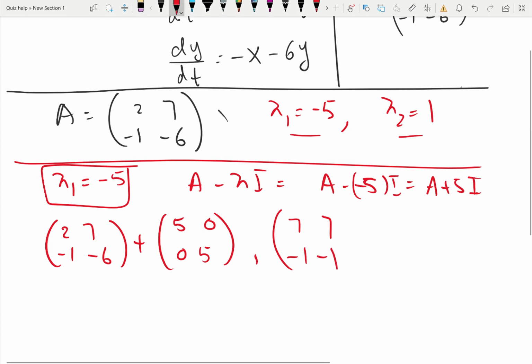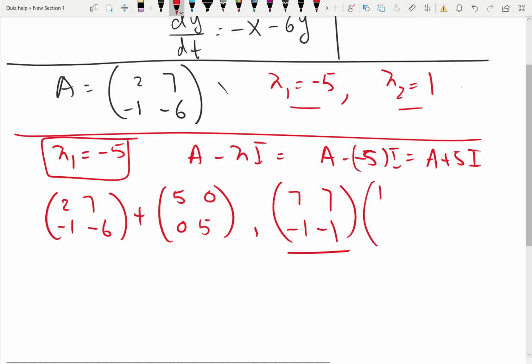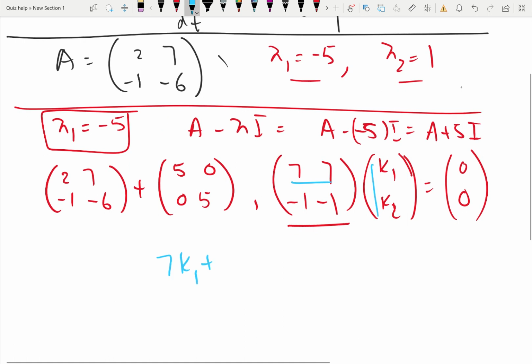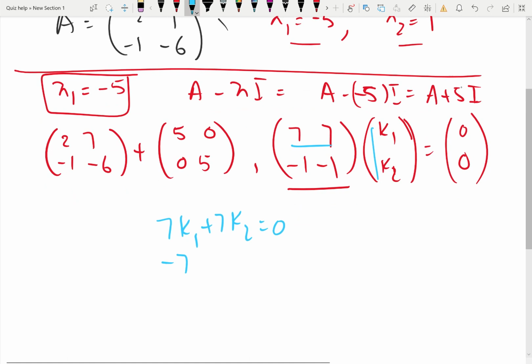Now this is A plus 5I. You multiply this by the vector k1, k2. That is the eigenvector corresponding to negative 5, and we want to find that. So multiply out the equations: 7k1 plus 7k2 equals 0, and negative k1 minus k2 is equal to 0.